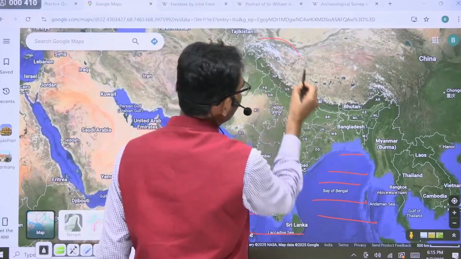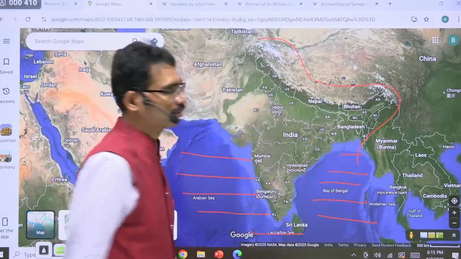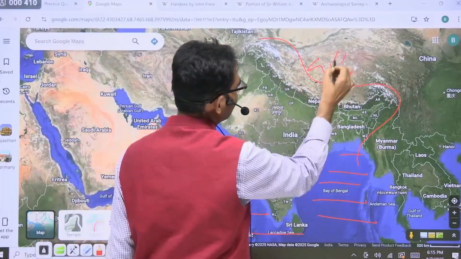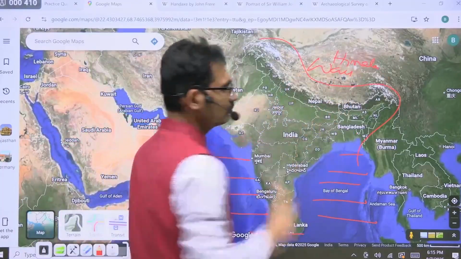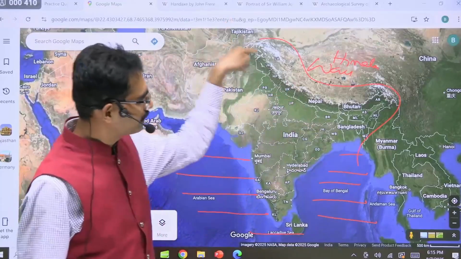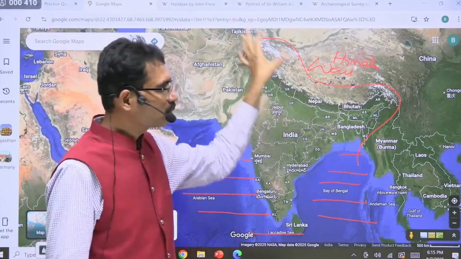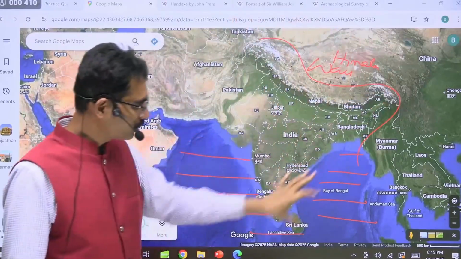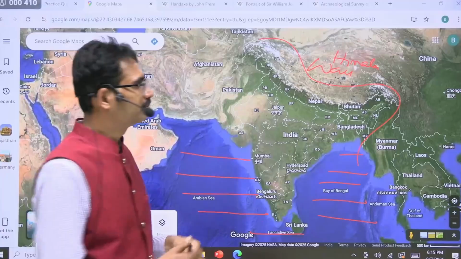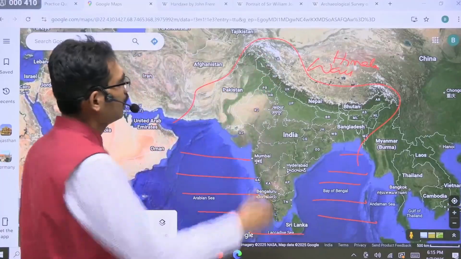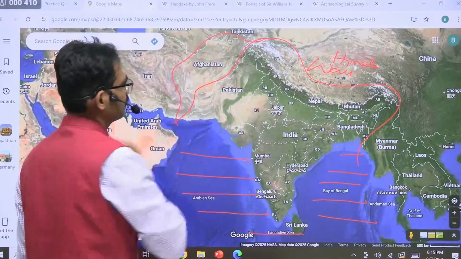Now what about this one? It's like a natural wall. Himalayas. Natural wall. Can you see? Nature itself created boundaries through Himalayas in the northern side, through oceans in the southern side. Nature itself. And this one will go here like this. And in fact, it will go like this.